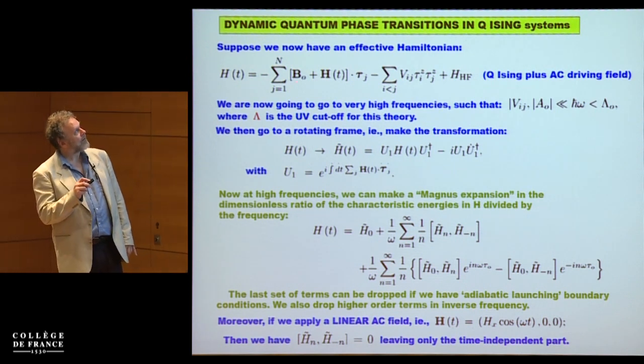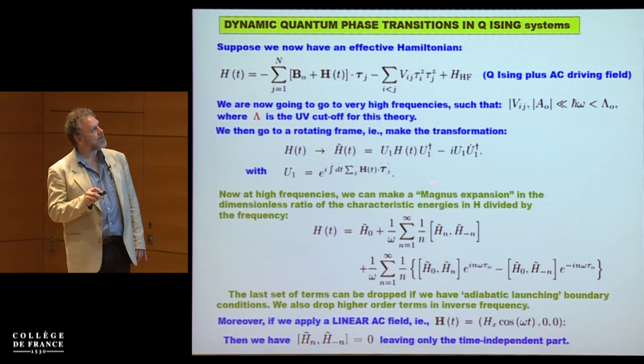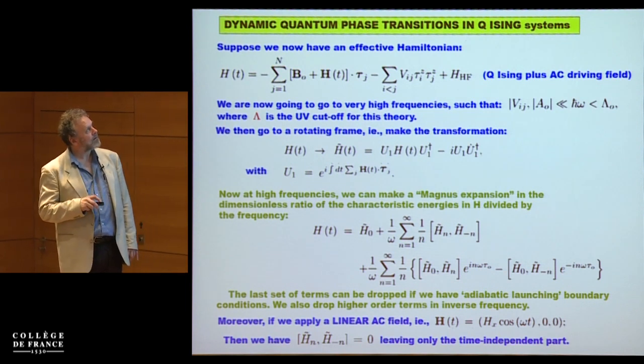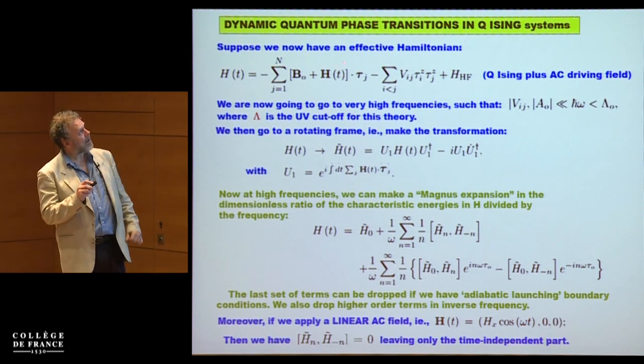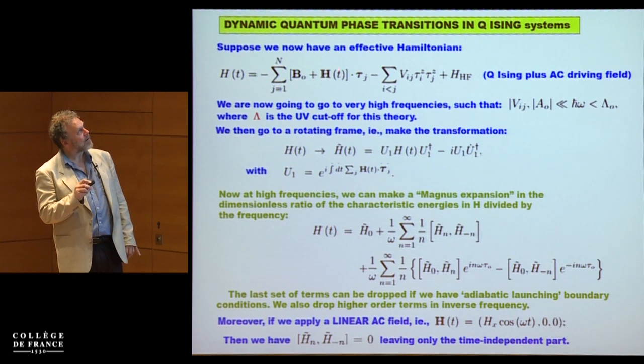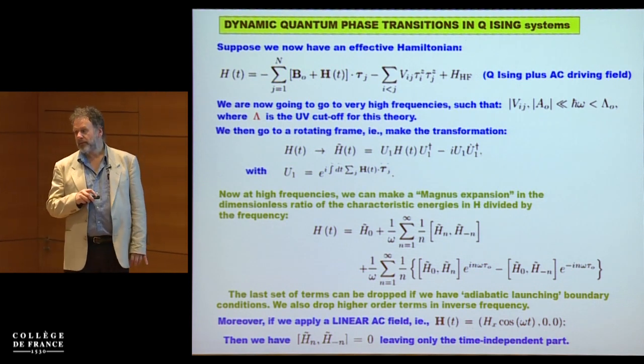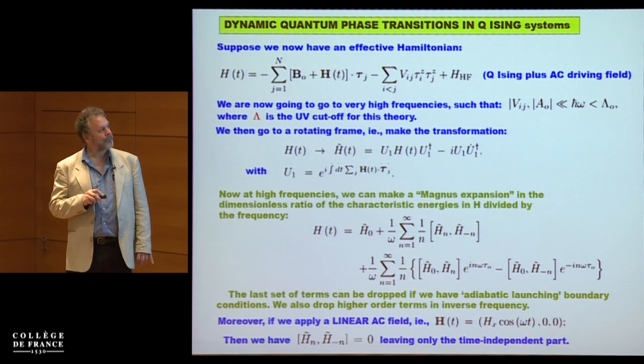So here's our original Hamiltonian with the transverse field acting on the spins and the longitudinal. This is again the same old quantum Ising system with a coupling to the nuclear spins. But now we add a very high frequency transverse field. And we ask, what will this do?